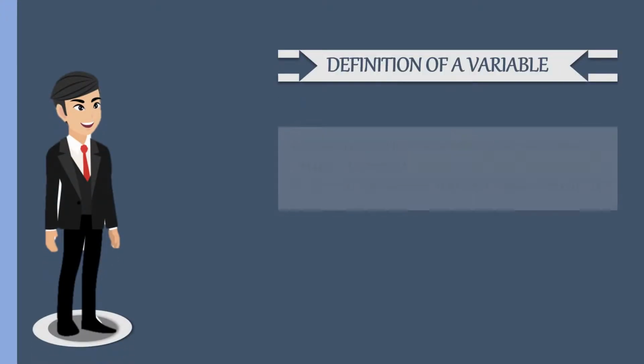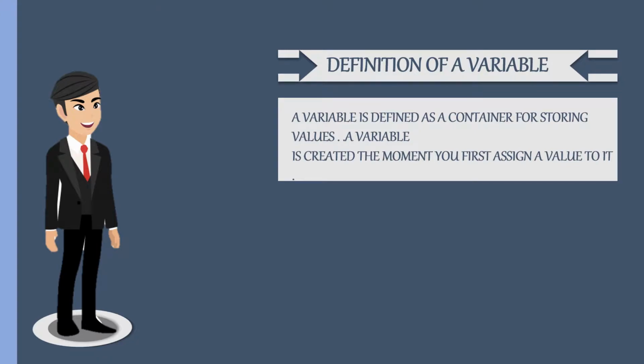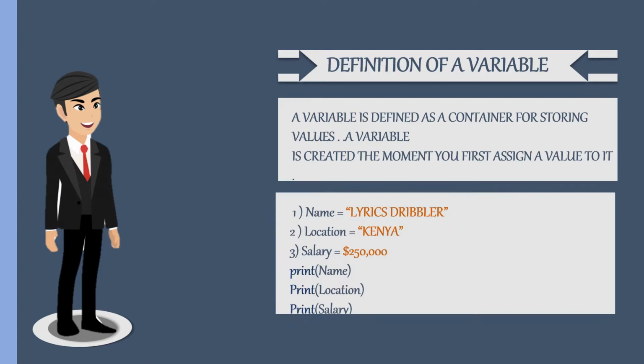Definition of a variable. A variable is defined as a container for storing values. Thus in Python a variable is created when you assign a value to it. Let's create a variable that identifies a person. The variables that can be associated with a person are the person's name, age, location address and many others. Let's say we want to use a person's name, so the variable name will be the name of the person identified, and we use the equals sign to assign a value to a variable.